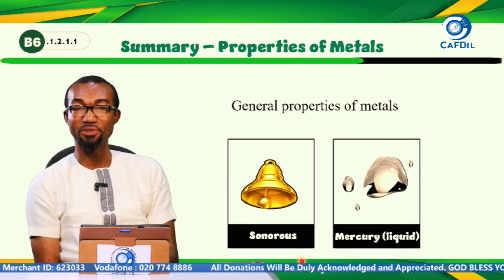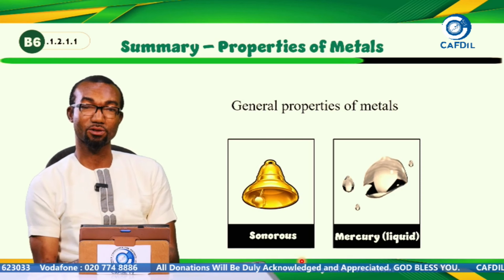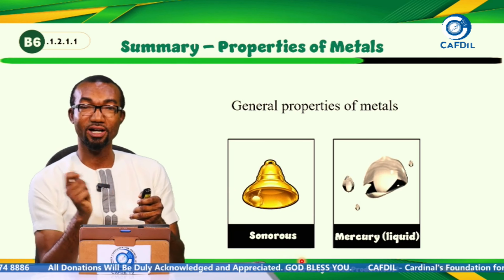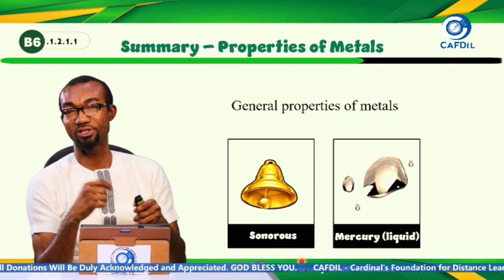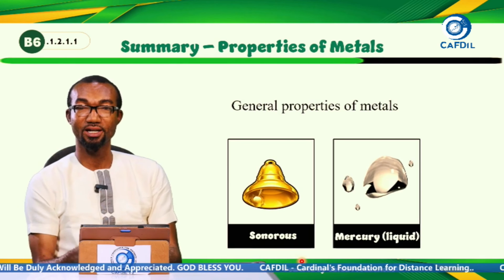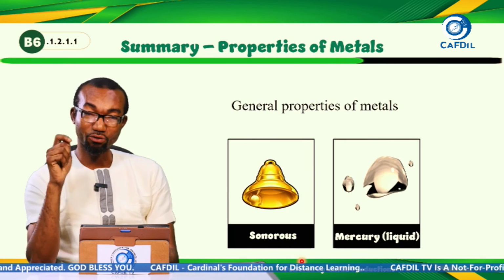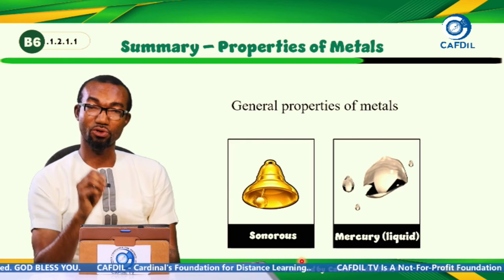That means that they make noise when struck by something. Even if you take a saucepan at home and strike it with another metal, a spoon, you see that it will make noise. That noise is a property called sonorous. If you hear a bell, that noise of metal is what we call sonorous.